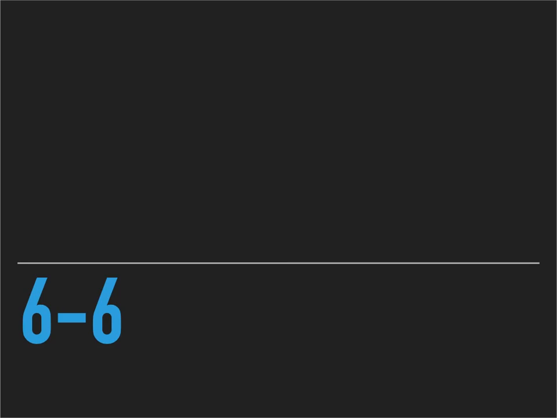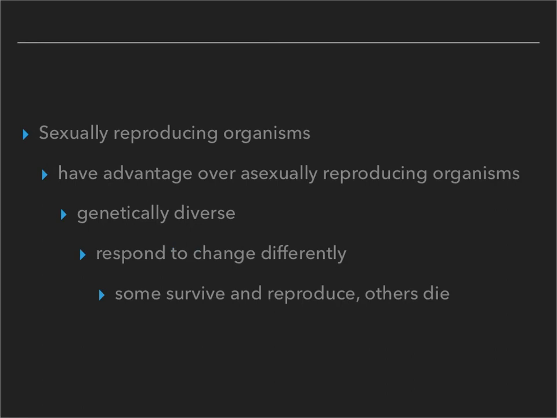Section 6.6, genetic variation. Organisms that reproduce sexually have a distinct advantage over asexually reproducing organisms. Number one, because they are much more genetically diverse. They have more variation within the species, okay? And this variation allows those members to respond to environmental change differently.